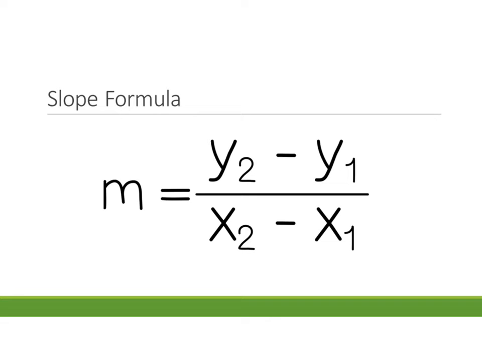In this formula, the x's and y's refer to the coordinates. So you're going to have your first point and your second point. They call it the first x and the second x, and the first y and the second y. Okay, so we're going to subtract our y's and we're going to subtract our x's.